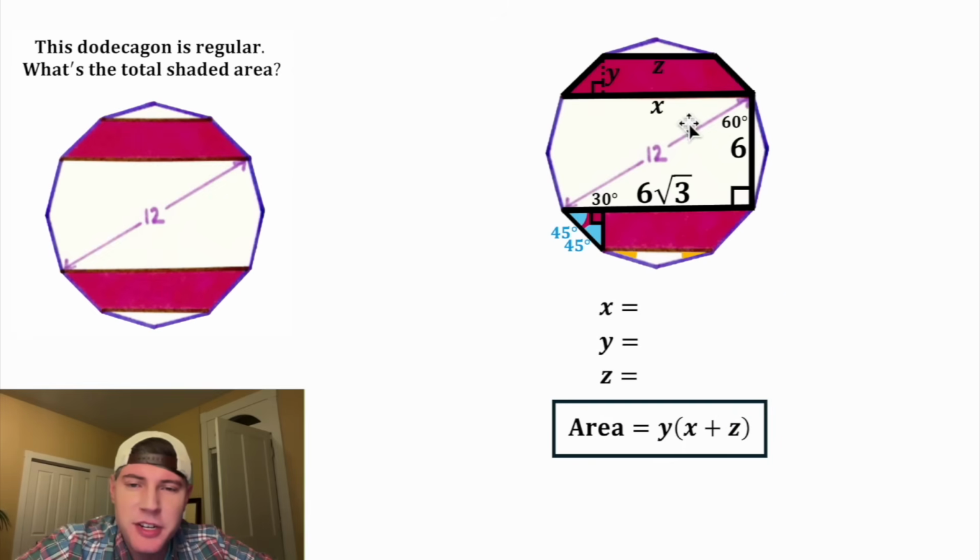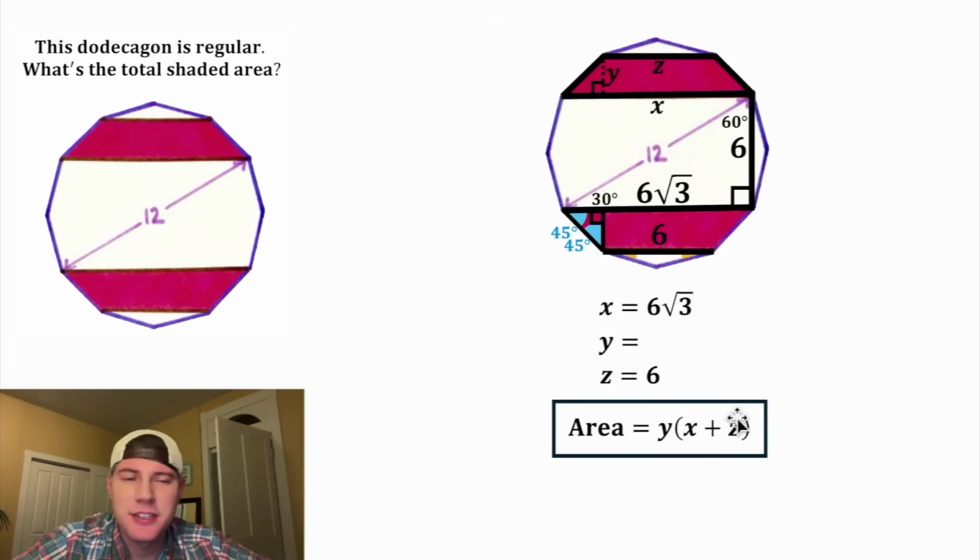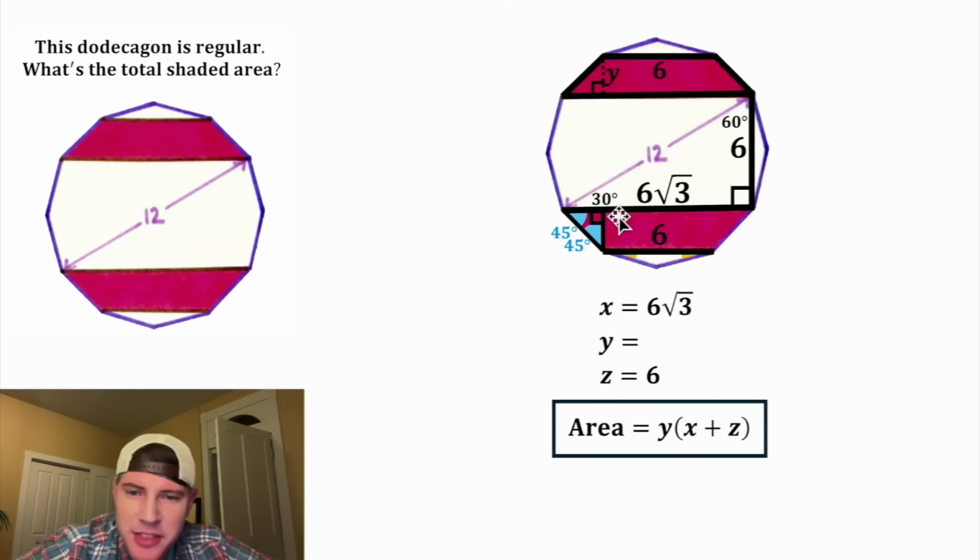And this 6 root 3 is the same distance as our x, so we can label this as 6 root 3. And then we also know the z. Z is the distance between two vertices, two sides apart. So this is equal to z, and this is also equal to z. And that means z is equal to 6. So we can label this z 6. And now that we know the value of x, I don't think we need this anymore. And then this 45, 45, 90 triangle is the same thing as this triangle right here. So this is also a 45, 45, 90 triangle.